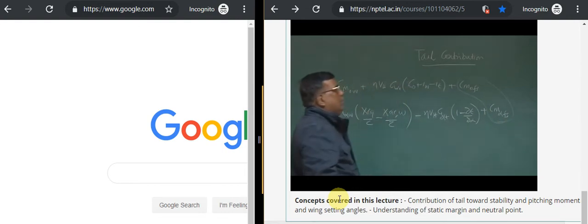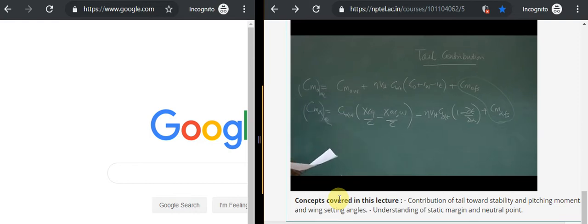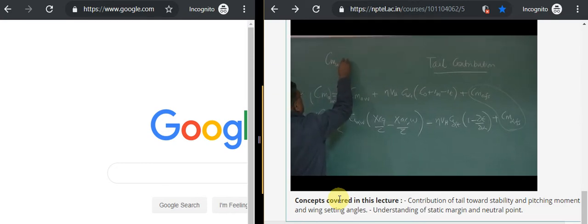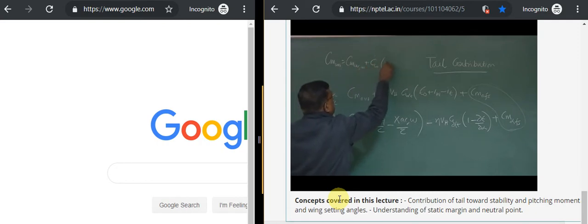Then I revisit this CM naught of the whole airplane, the CM alpha of the whole airplane, and the CM naught is CM naught wing. For CM naught wing, you know that the expression we derived was CM naught wing was CM AC wing plus CL naught into XCG by C minus XAC wing by C.